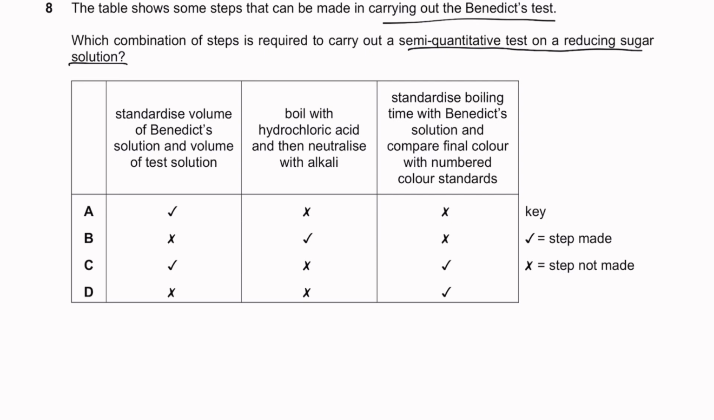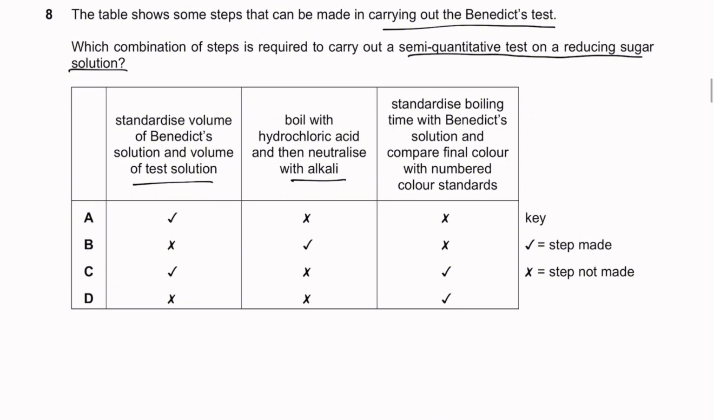Standardized volume of Benedict's solution and volume of test solution. Boil with hydrochloric acid and then neutralize it. Okay, so he said here, which combination of steps is required for a semi-quantitative test on reducing sugar. We don't need to boil it with hydrochloric acid. We don't need to carry out hydrolysis because it's already a reducing sugar solution. So we just need to standardize volume. Okay, we just need the Benedict's solution, and we need to do some boiling with the Benedict's solution and compare the final color with numbered colored standards. Exactly. So check here and there.